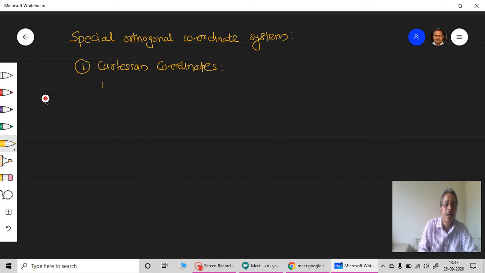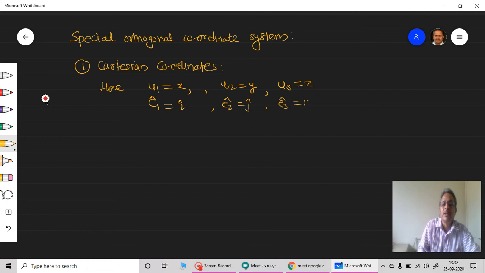Okay. So here we have three coordinates. U1 is given by x, U2 is nothing but y, and U3 is nothing but z. So these are the three different parameters or coordinates, or three coordinate axes. Also we know from our knowledge, E1 cap is nothing but i cap, E2 cap is nothing but j cap, and E3 cap is nothing but k cap. These are the unit vectors in three different directions as earlier known to us.